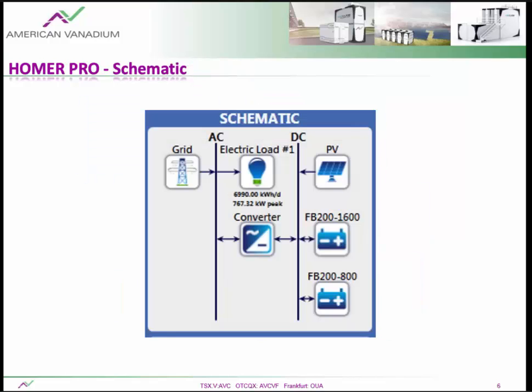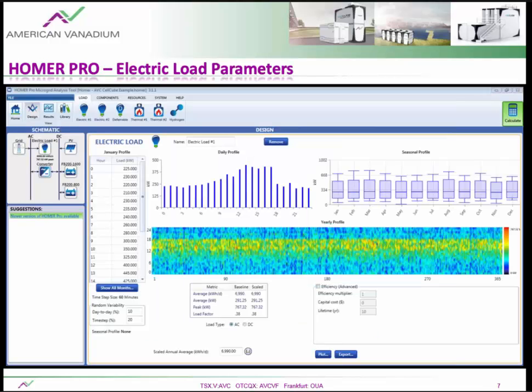So here's a quick overview of the schematic in Homer. So we'll jump into the electric load first. So here's a load profile. It's fairly generic. The load picks up at around 8 o'clock and peaks at about 12, sustains the peak until around 5, 6 o'clock. Fairly simple, straightforward.